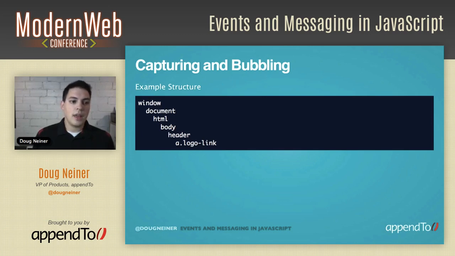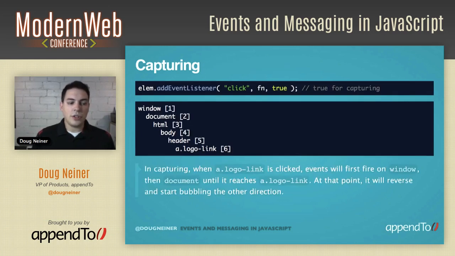capturing and bubbling. So if we add an event listener to one of these elements using click, we pass it a callback, but we pass true instead of false. That's that final parameter. If we pass true, it's going to trigger the callback during the capturing phase of the event.